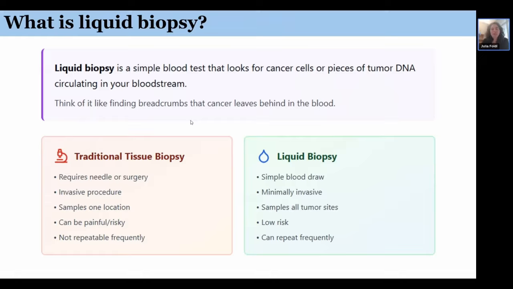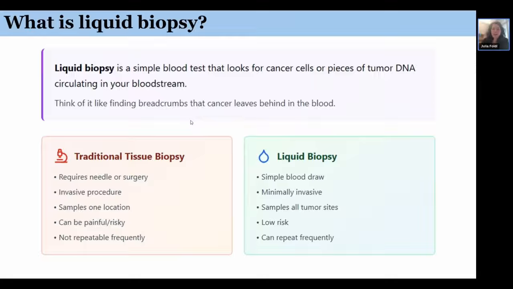To compare it to traditional tissue biopsies, which is how traditionally we have diagnosed and characterized breast cancer and other cancers, traditional tissue biopsies require a needle or surgery. It can be quite an invasive procedure depending on the site of metastases. It only samples a single location, while we know that cancer, and breast cancer in particular, can affect multiple different organ systems, can be painful and risky, and because of the invasive nature, it's not really feasible to repeat frequently.